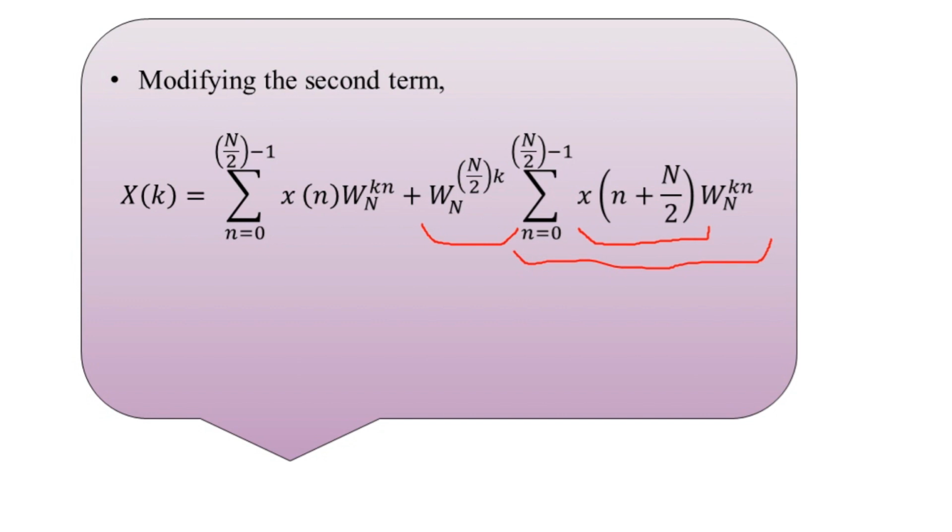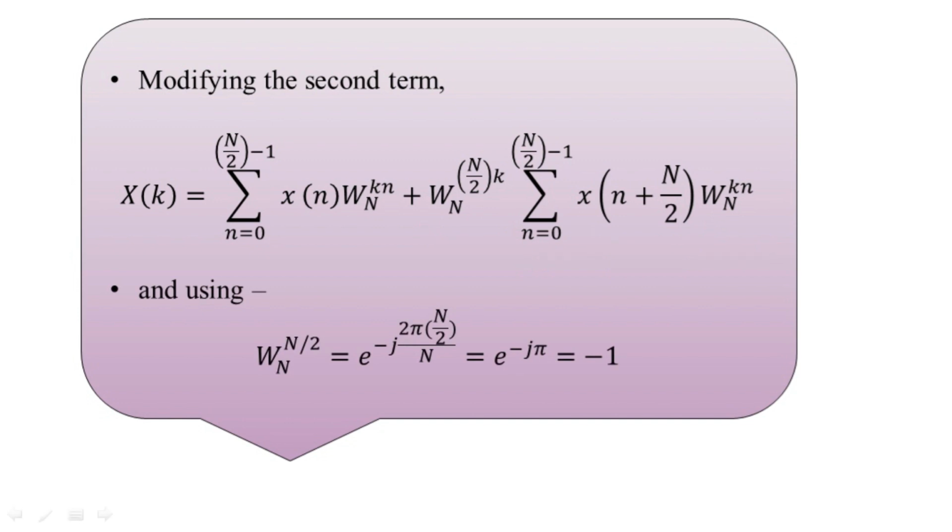Now along with this modification in the second part, we use the notation that has already been represented, that is the twiddle capital W suffix capital N to the power capital N by 2. This is nothing but e to the power minus j times 2 pi multiplied by the ratio N by 2, which is completely divided by capital N. So capital N can be cancelled out from the numerator and denominator, and 2 is also getting cancelled. So we shall be left with e to the power minus j times pi, which will result in the value minus 1.